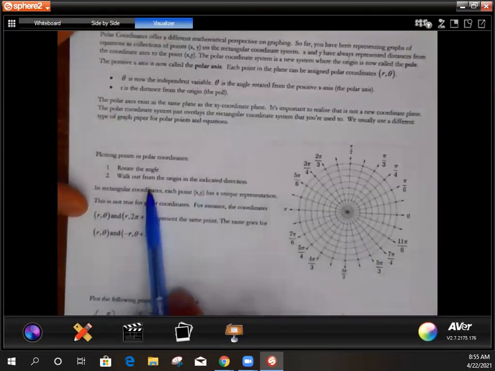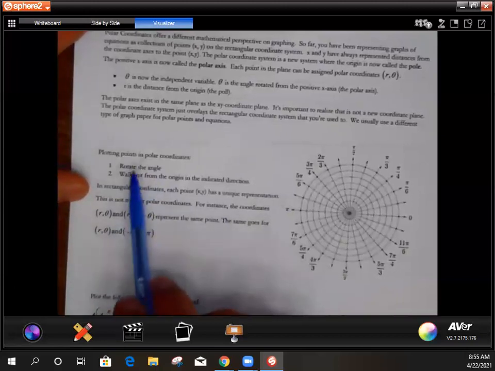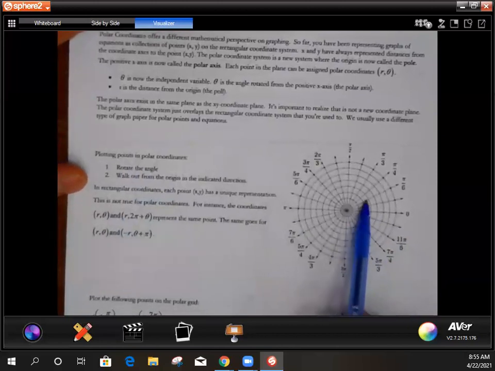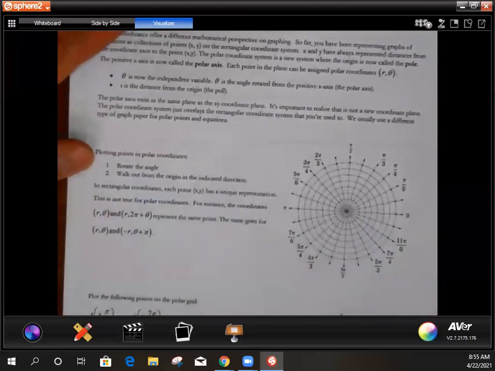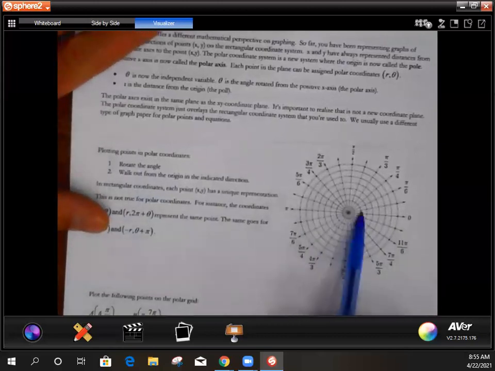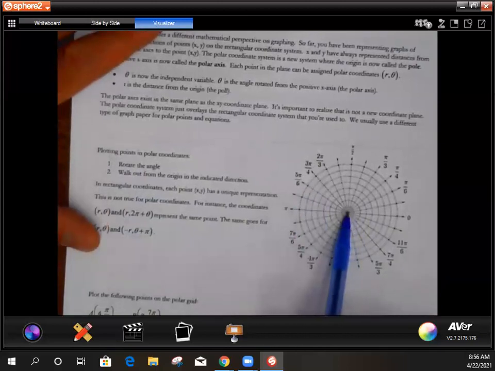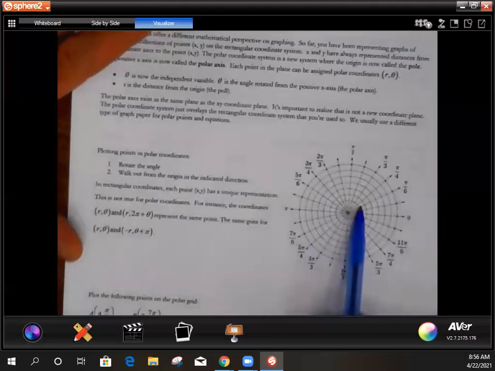So how do you plot polar coordinates? If you're given a point, r comma theta, first you rotate the angle. So you start on the positive x-axis and you rotate counterclockwise. And then you walk out from the origin in the indicated direction. So that's important, direction. After you rotate, you're going to move away from the origin in a positive direction if r is positive, or backwards in the other direction if it's negative. I'll explain that for specific points.